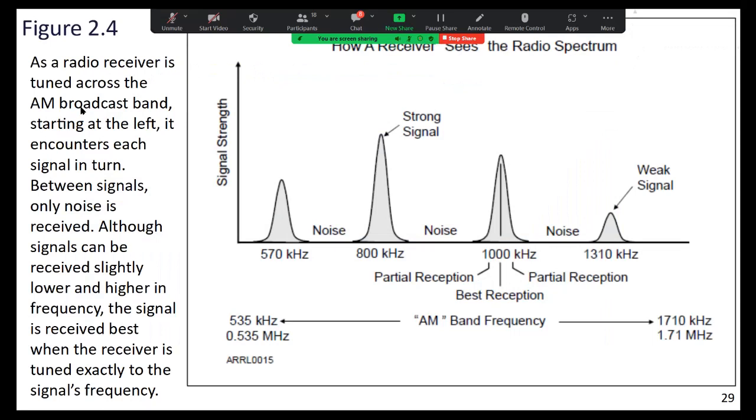As a radio receiver is tuned across the AM broadcast band, starting at the left, it encounters each signal in turn. Between the signals, only noise is received. Although signals can be received slightly lower and higher in frequency, the signal is best received when the receiver is tuned exactly to the signal's frequency.